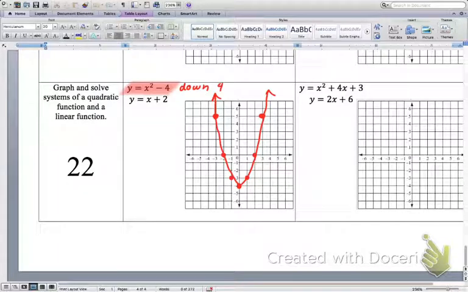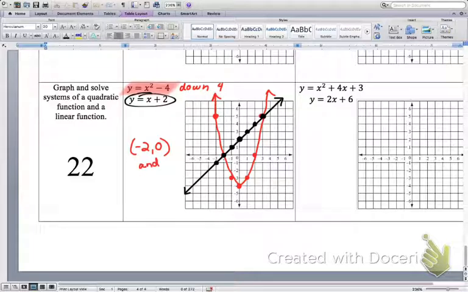My next equation is a line. We have a y-intercept of 2 and a slope of 1, so rise 1, run 1. So I'm going to plot as many as I can, and I can already see where the intersection points are. There are 2, one at -2, 0, and one at 3, 5. We can always plug these back into both of the original 2 to make sure they work.